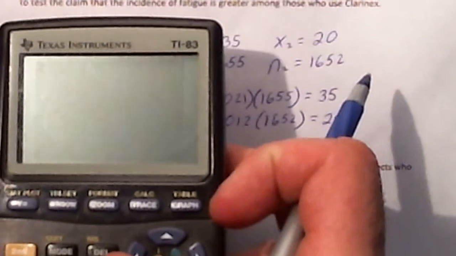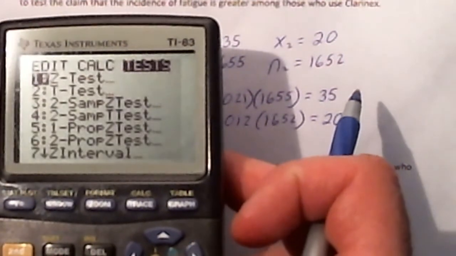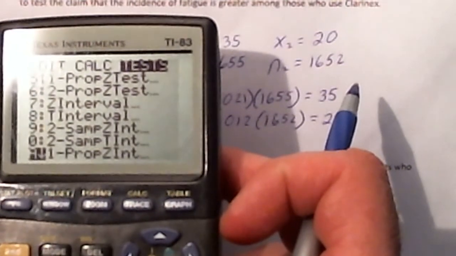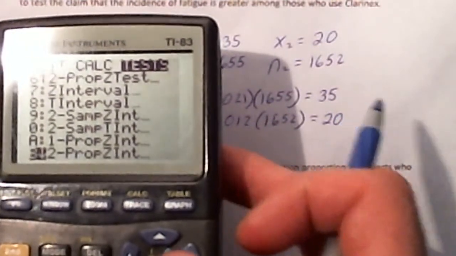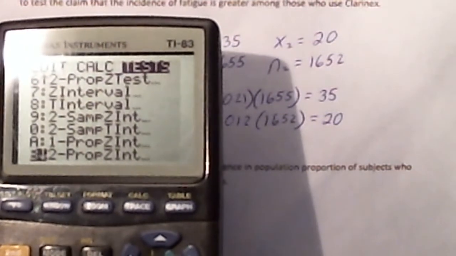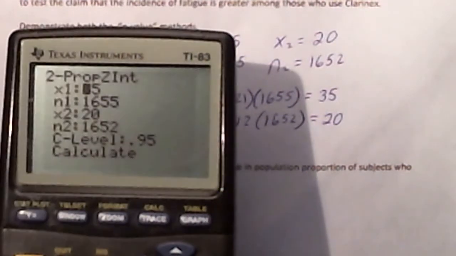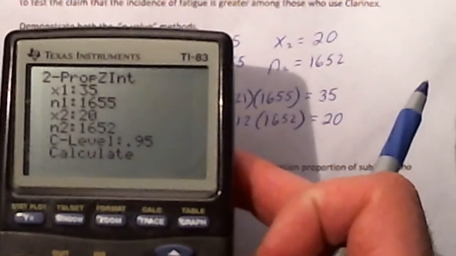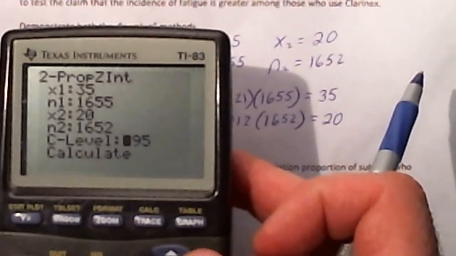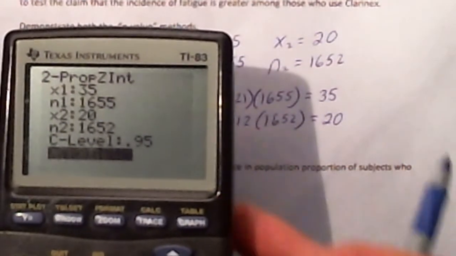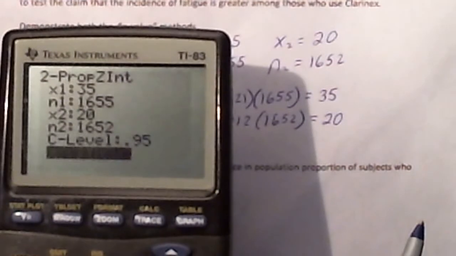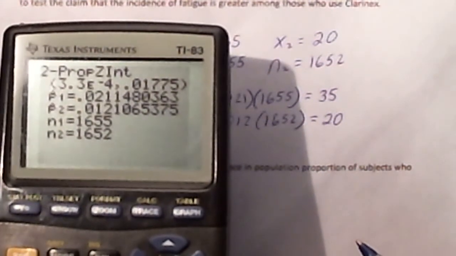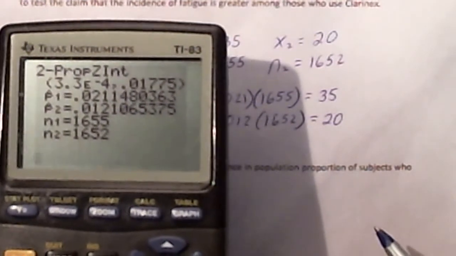So all you have to do to build this confidence interval again is just clear your screen, hit your stat button, go over to test, go down to the 2-prop z int function, the 2 proportion z interval function, hit enter. Notice x sub 1, n sub 1, x sub 2, n sub 2 are all the same. Don't change those, just go down. Make sure your confidence level is 0.95, 95%, and we're ready to build our confidence interval. Hit calculate, and there it is. That is your confidence interval here.